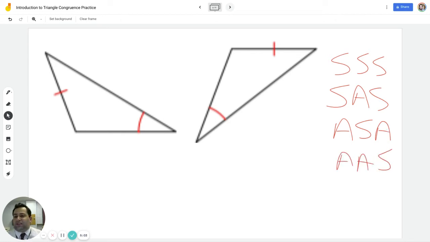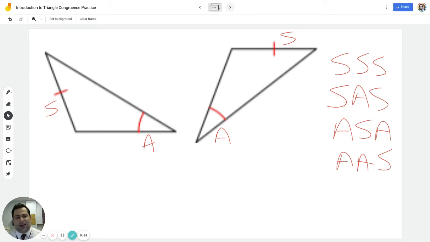And now I have to decide what I know about these two triangles. Well, I have one tick mark to one tick mark. So that is one thing I know. The second thing I know is I have one loop to one loop. So that means these angles are equal. And then that's it. They don't share any sides. They don't tell me anything about vertical angles.